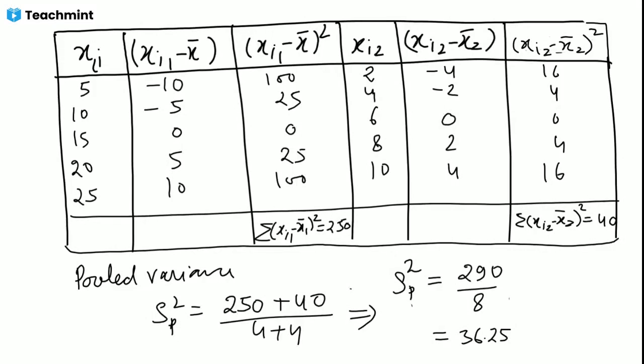Now what is next? The estimated standard error, right under the pooled variance.